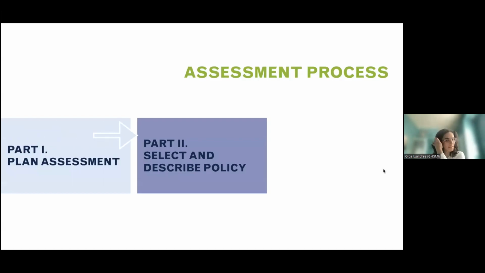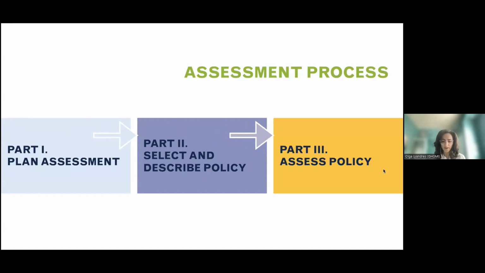Part two focuses on selecting and describing the policy, and it provides guidance on how you would go about doing that. And the third part of the methodology is the assessment of GHG impacts. Each assessment chapter focuses on a particular emission source and shows how to estimate GHG emissions associated with the policy activities. That is covered in a different video as well.